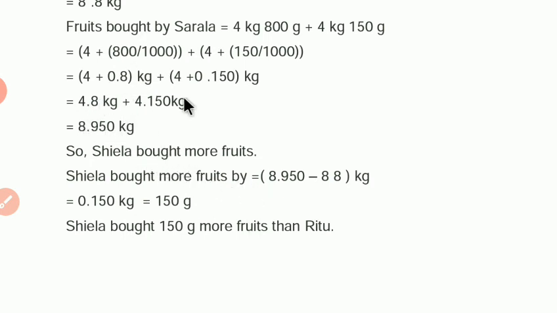It means we have to find the difference. So 8.950 minus 8.8 kg will come as 0.150 kg. Here you can see before the decimal it is kilogram, and after the decimal the number is in gram. So it will be 0.150 kilogram or 150 gram. So Sheila bought 150 gram more fruits than Ritu.